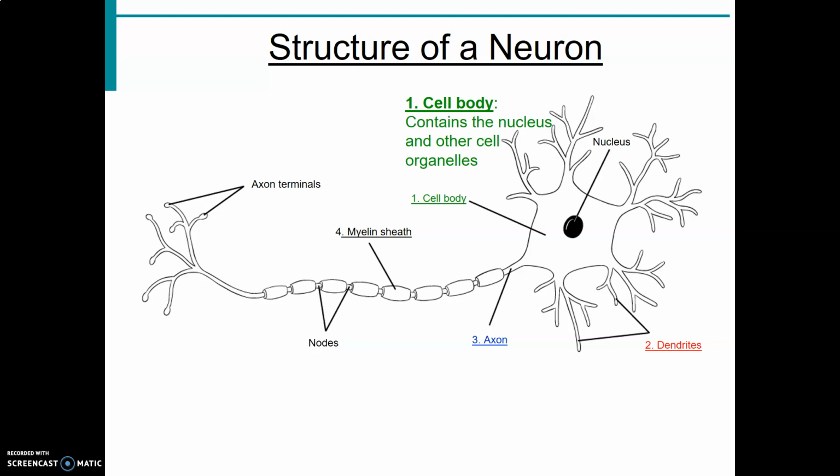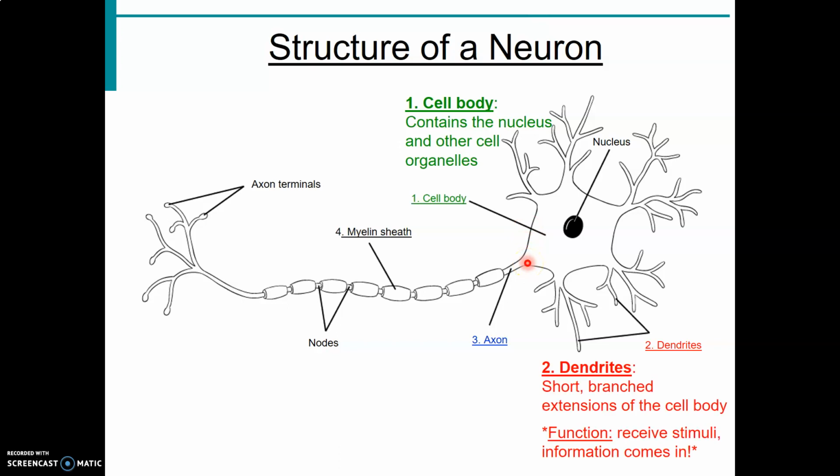So first, this main body here is what's called the cell body of the neuron. This contains the nucleus and other cell organelles that we're familiar with from our high school biology classes. Second, these offshoots here from the cell body are called dendrites. These are short branched extensions of the cell body, and they primarily function to receive stimuli. So receive sensory information coming in.